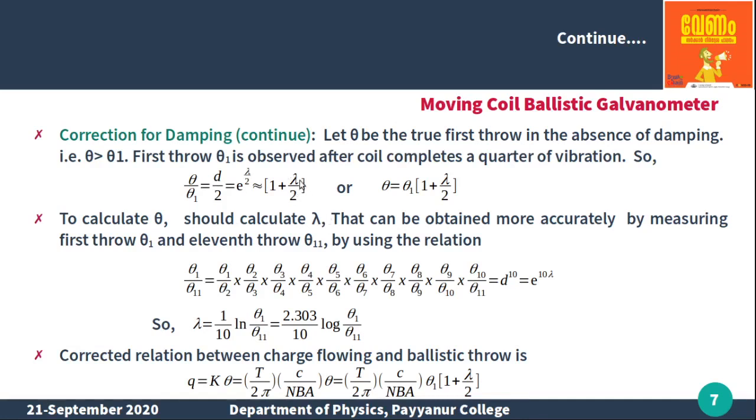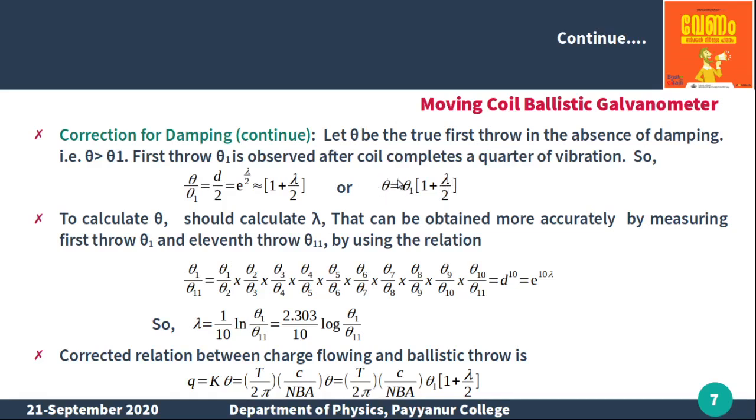So here 1 plus lambda by 2 1 factorial, plus lambda by 2 whole square by 2 factorial, those things I am neglecting. So I can write just 1 plus lambda by 2. So we will get theta by theta 1 as 1 plus lambda by 2, that is, theta equals theta 1 into 1 plus lambda by 2.